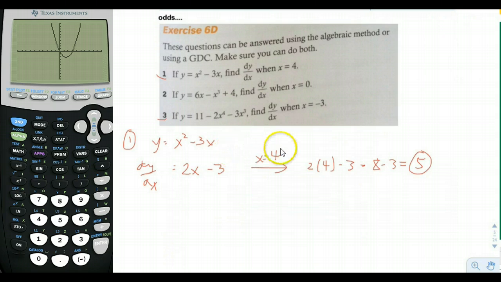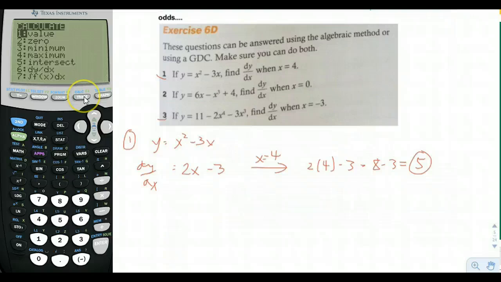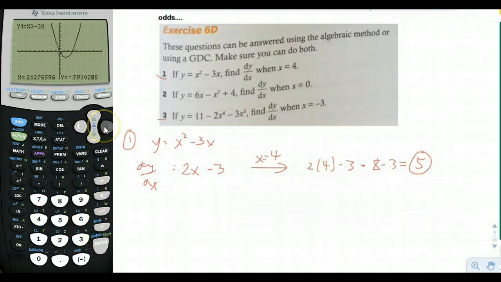And then we want to know what dy/dx is at x equals 4. So the way we do that is we do second calc, remember, second calc, and then we go to dy/dx. We just push 6, it's option 6. And then we use the cursor to go to x equals 4. Now, we know it's hard to go exactly to x equals 4 with the cursor, so what we do is we just hit 4, enter, and that will give us x equals 4, and then that tells us the dy/dx at x equals 4 is 5.